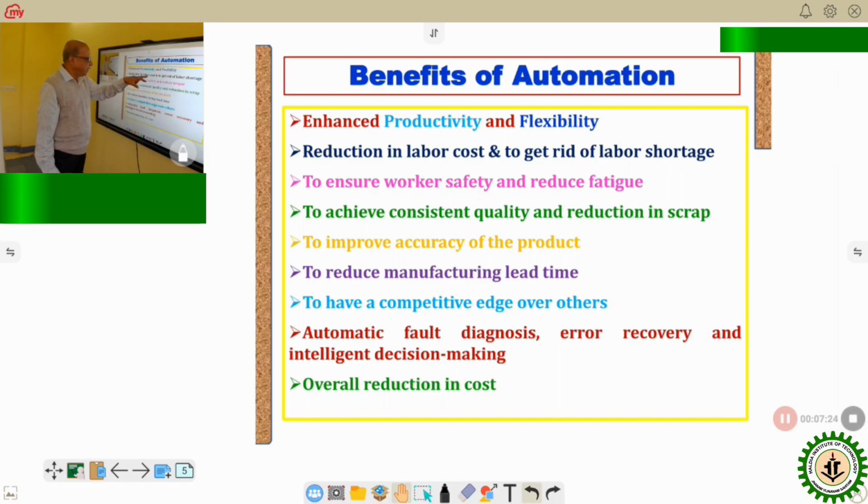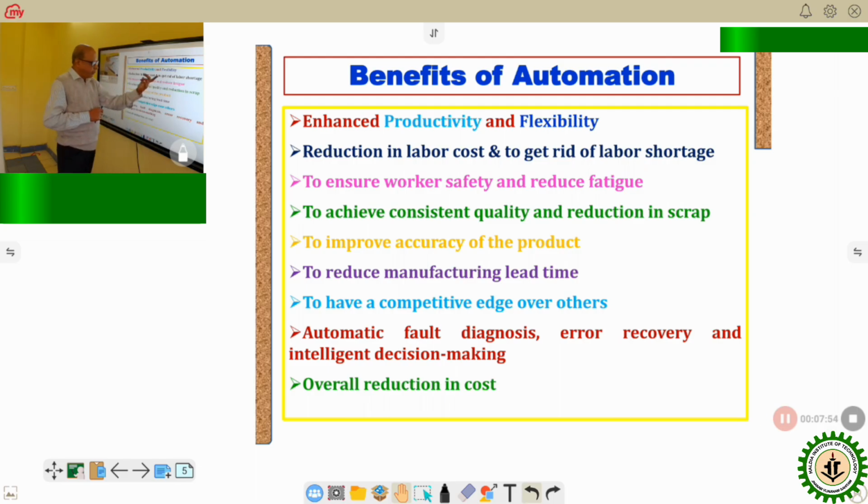Additionally, reduction in labor cost and getting rid of labor shortage. In the light of the definition, getting the work done in an unmanned manner means the objective is to cut down the labor force. So whenever there is a possibility of labor shortage, automation provides an excellent alternative. To ensure worker safety and reduce fatigue, the majority of activities are now taken care of by the programmable board, so human intervention is rather less.